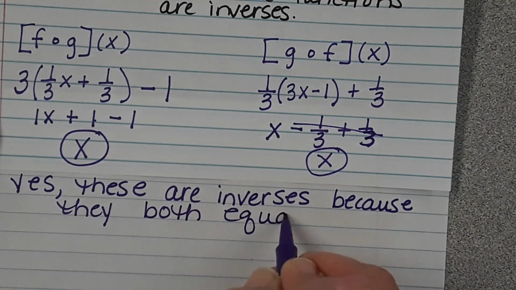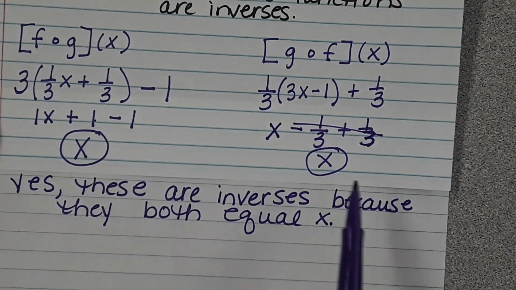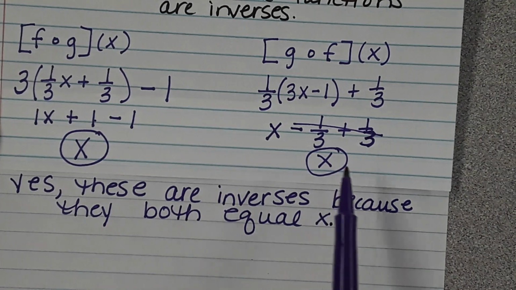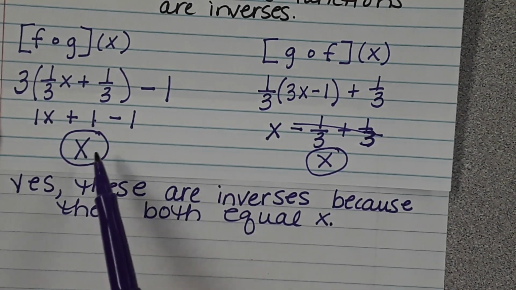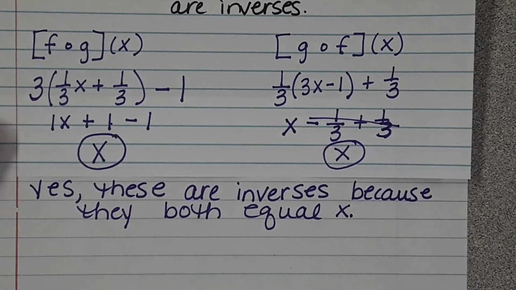You guys, if you get something and they don't equal x, let's say this equaled 3x and this equaled x, they are not the same, they are not inverses. If they ended up both being 5x's, you guys, they're still not inverses. It has to be just x. What questions do you have?